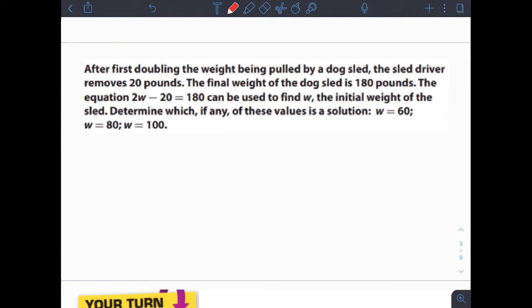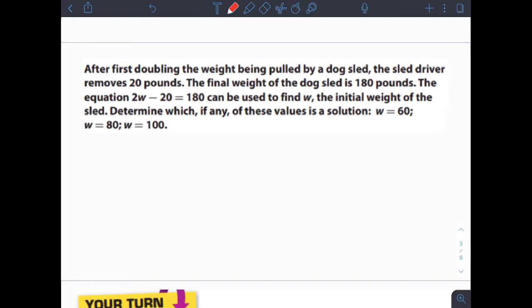It says after first doubling the weight of being pulled by a dog sled, the sled driver removes 20 pounds. The final weight of the dog sled is 180 pounds. The equation 2 times W minus 20 equals 180 can be used to find W, the initial weight of the sled. Determine which of any of these values is a solution. And the solutions they give us is W equals 60, W equals 80, and W equals 100.